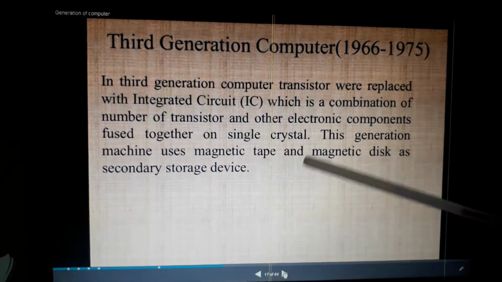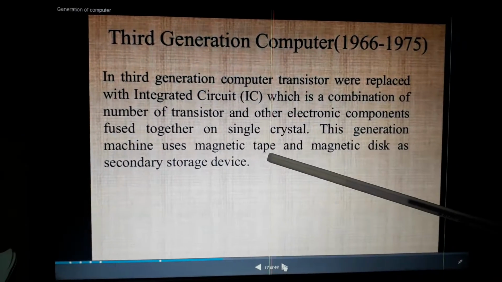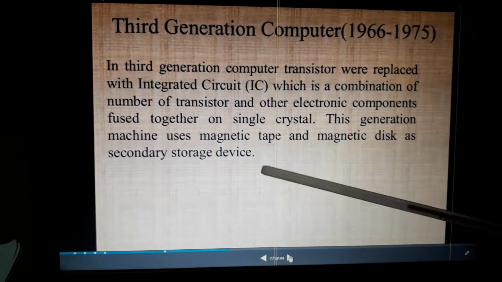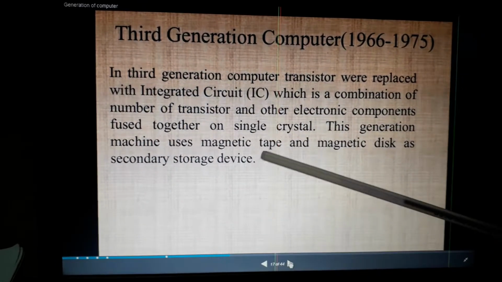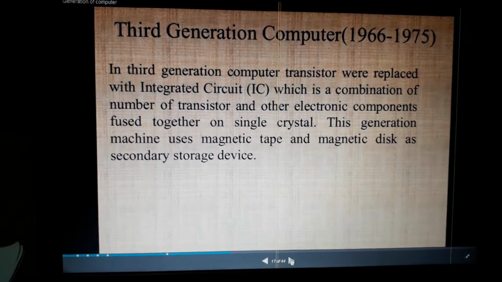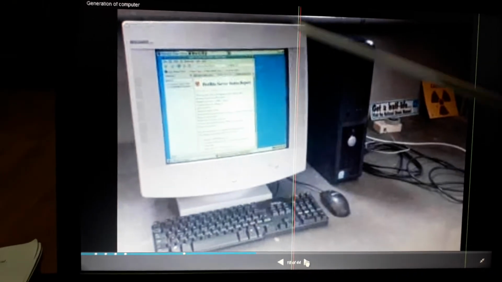This generation can also conduct heat. This generation uses magnetic tape and disk for secondary storage. Understand? For secondary storage nowadays you use a pen drive; likewise, they used magnetic disk and tape for storing and then recollection purposes. So this is called the third generation.